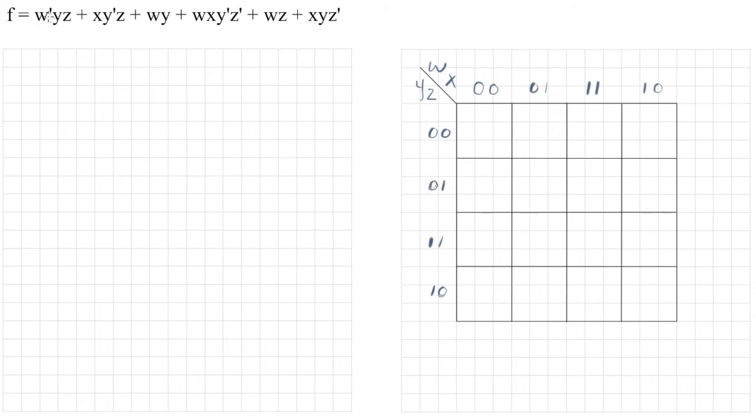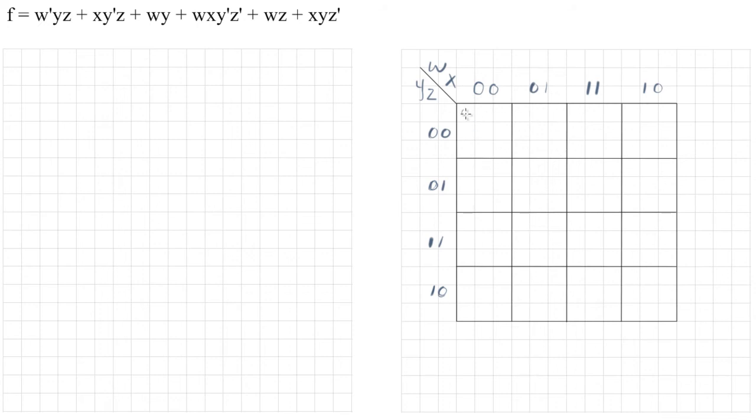But how do we make sense of this expression here? And the way that you do that is with a truth table. We have 4 variables, so we're going to have 16 binary possibilities. So we have 16 tiles in our 4-variable K-map. Each tile has its own number.